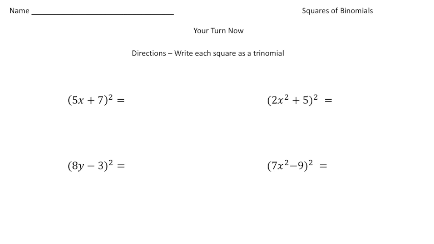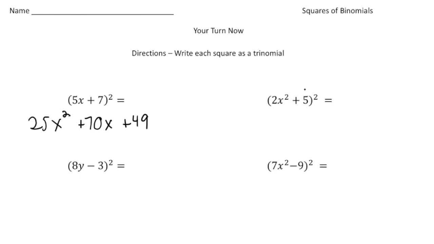All right, welcome back. Let's see how you did with squaring these binomial problems. The directions say write each square as a trinomial. So step 1, we have to square the first term. 5x times 5x is going to be 25x squared. Second step, we multiply the 2 terms together. So 5x times 7 is 35x, and we double it. So that's going to be plus 70x. And then last, we take the second term and we square it, and that's going to be plus 49, and there it is.